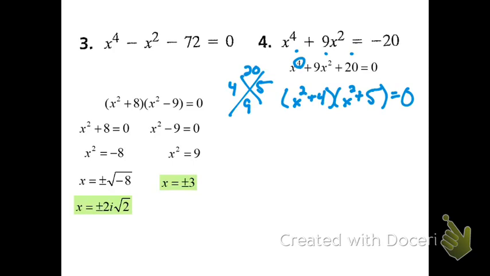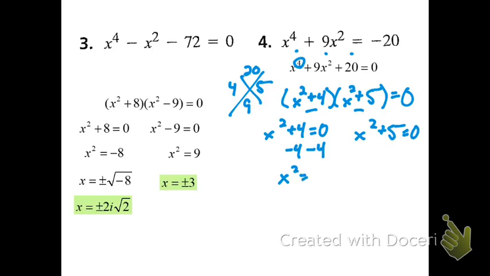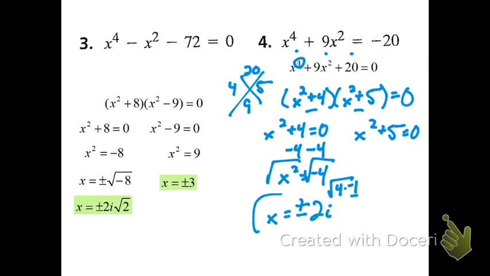All right, and now I set each of these equal to 0 and solve. They can't keep factoring. Neither one of them are differences of two squares. So you can't keep factoring. You just have to set them equal to 0. So x squared plus 4 equals 0, and x squared plus 5 equals 0. Subtract 4, subtract 4. X squared equals negative 4. Square root both sides. X is going to equal plus or minus. Can't forget that. And then the square root of 4 times negative 1. Square root of 4 is 2. The square root of negative 1 is i. So plus or minus 2i.